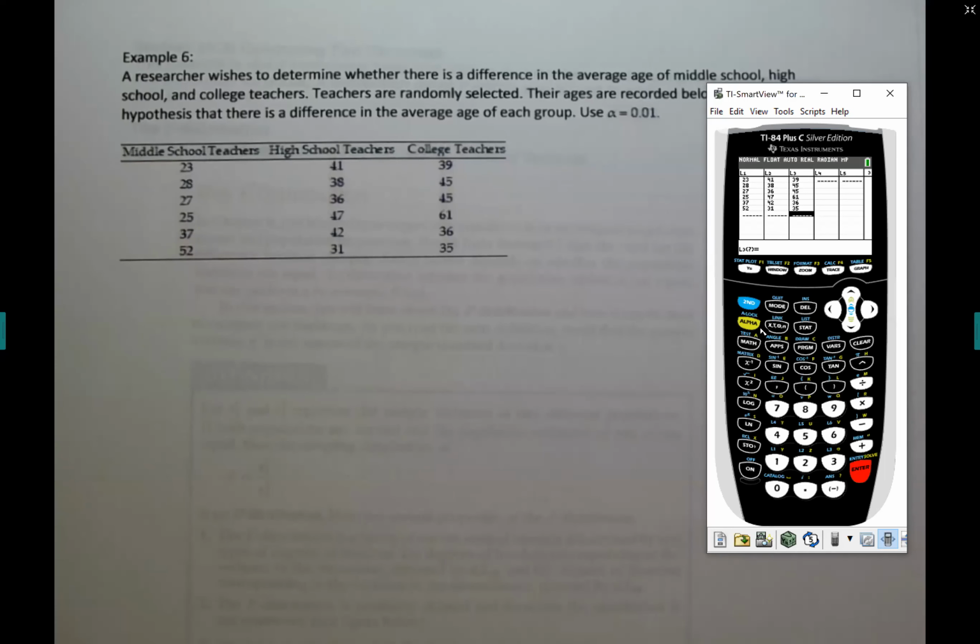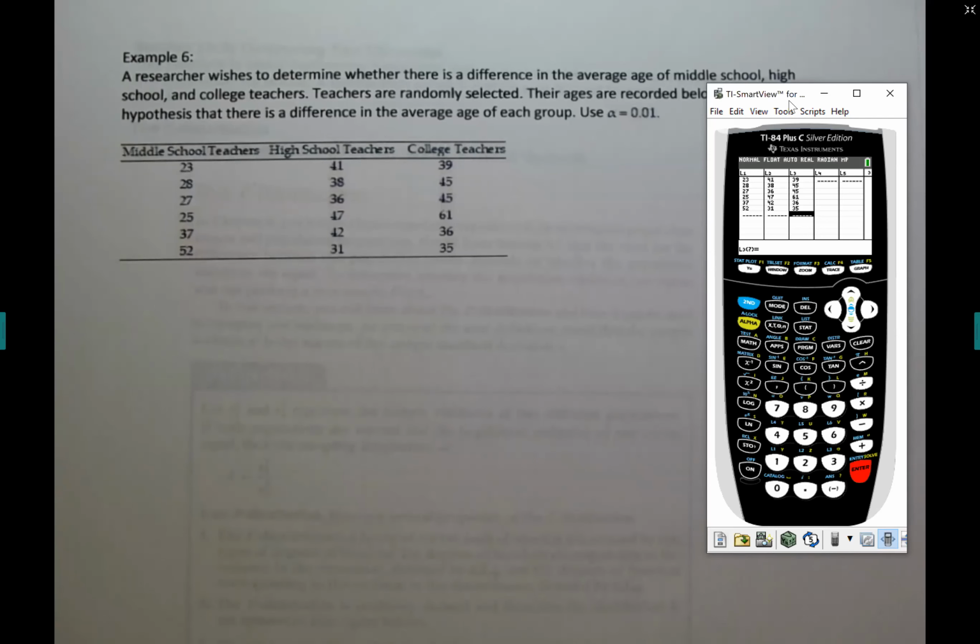A researcher wishes to determine whether there is a difference in the average age of middle school, high school, and college teachers. Teachers are randomly selected. So you want to check if the age of a teacher, whether he or she is a middle school, high school, or college teacher, is the same. Teachers are randomly selected, so that's condition number 1. And they are independent because they come from different schools. So the conditions of the test are met.